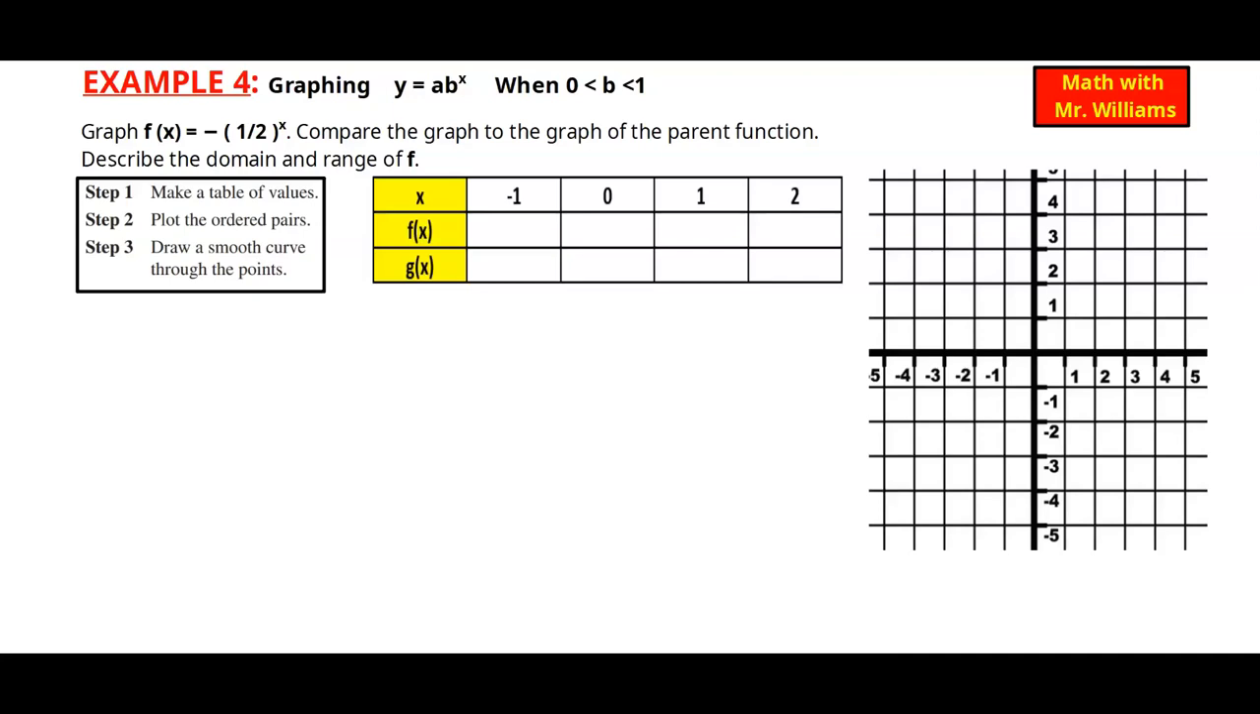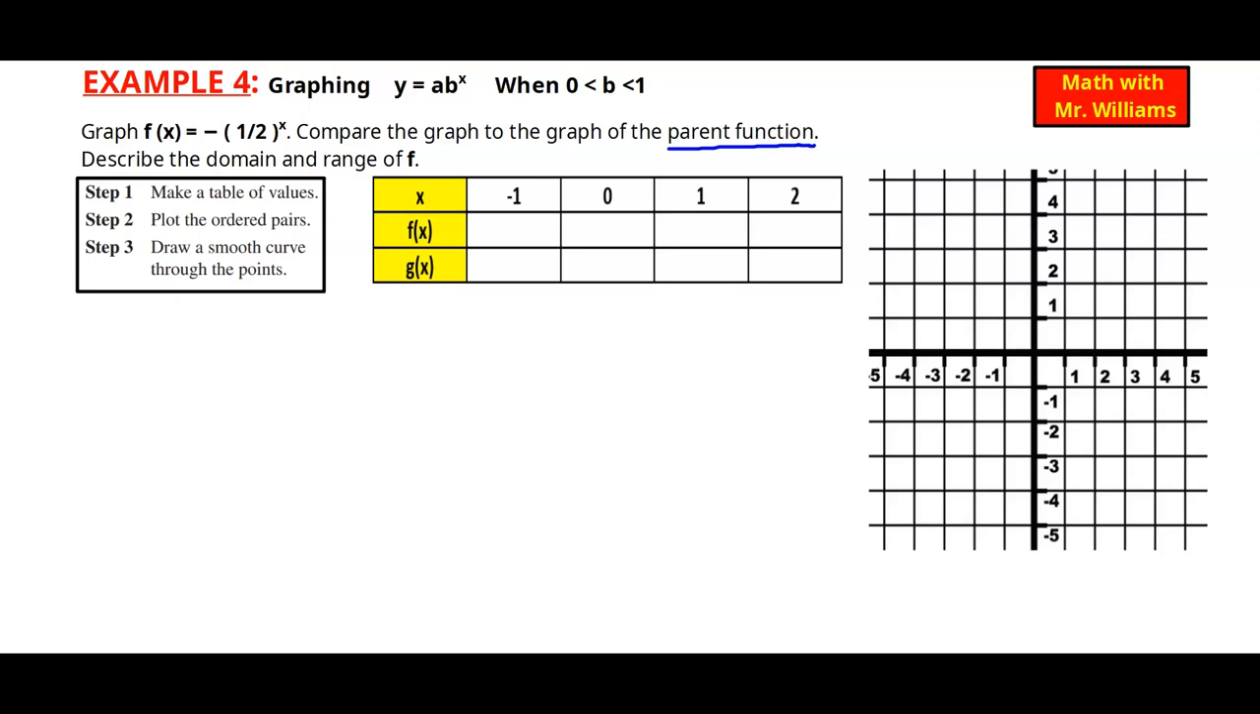Example 4, graphing y equals a times b to the x exponent when the b is greater than 0 and less than 1. Math with Mr. Williams. Graph f of x equals -1 times 1/2 to the x exponent. Compare the graph to the graph of the parent function. Describe the domain and range of f.